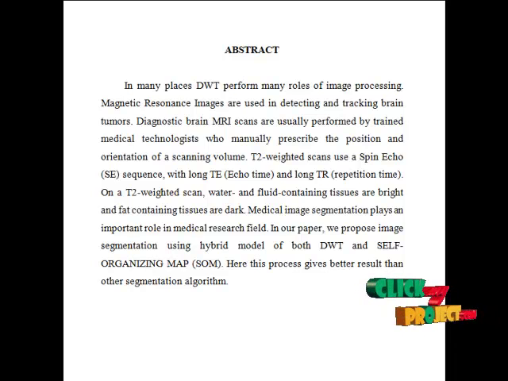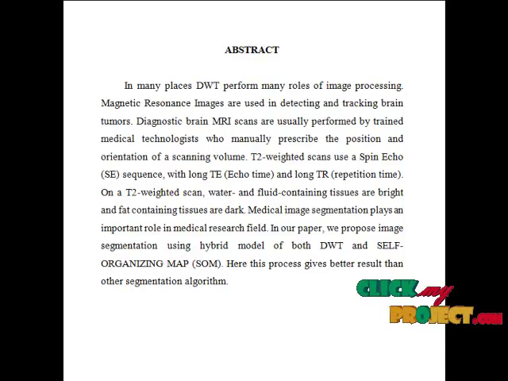In computer vision, image segmentation is the process of partitioning a digital image into multiple segments. The goal of image segmentation is to simplify and/or change the representation of an image into something that is more meaningful and easier to analyze. Image segmentation is typically used to locate objects and boundaries in images. More precisely, image segmentation is the process of assigning a label to every pixel in an image such that pixels with the same label share certain visual characteristics.